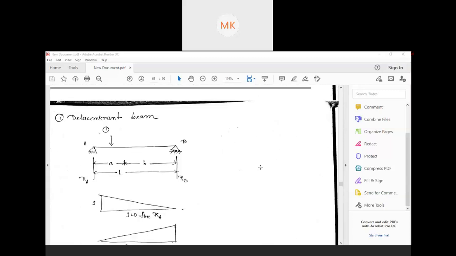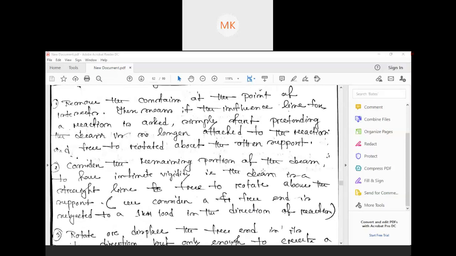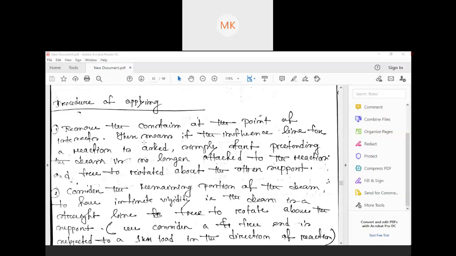So today we'll discuss how to draw ILD for indeterminate and determinate beams. For that, there is a procedure, and there are some points we need to remember. The first point is to remove the constraint at the point of interest. This means if the influence line is for a reaction, simply start by pretending the beam is no longer attached to the reaction and is free to rotate about the other support.